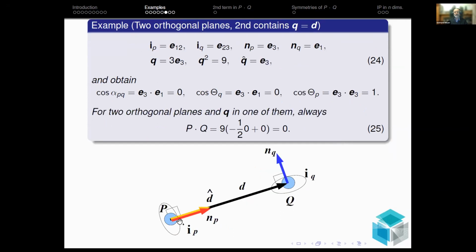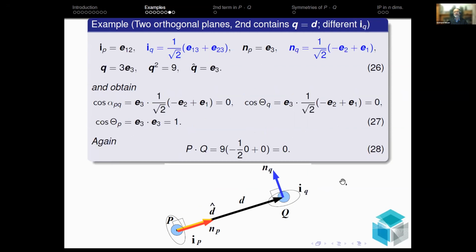Now we have the case of the two planes being mutually perpendicular. They are orthogonal to each other, and the distance vector is in one of the two planes and orthogonal to the other plane. And in that case, we always get 0. And this is the same situation. We just have rotated the NP vector around the axis formed by the distance vector, but the result doesn't change. It's still 0.